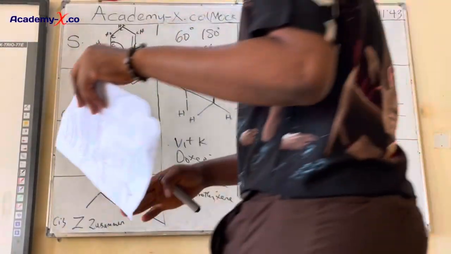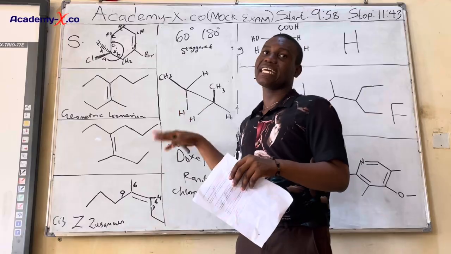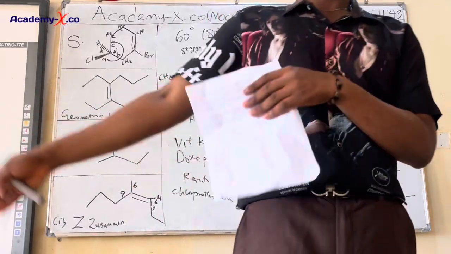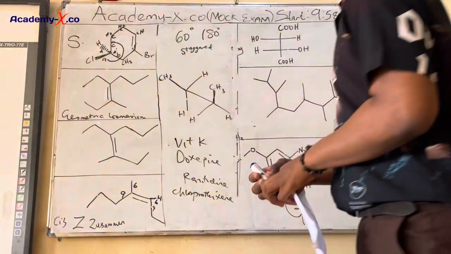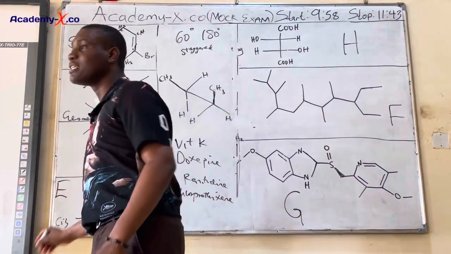Remember that the one that is bulky, you assign it what? A. The one that is less bulky, you assign it what? B. You now start checking whether they are on the same side or different sides. If they are on different sides, what should I assign? E, correct.